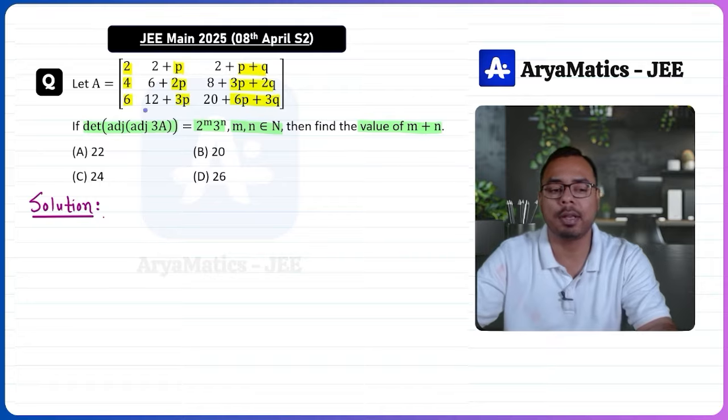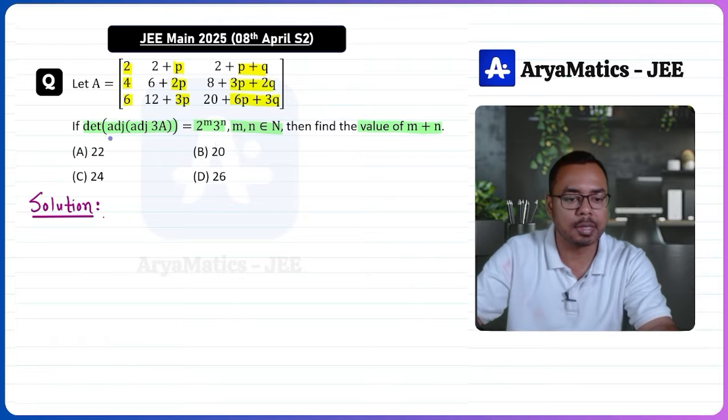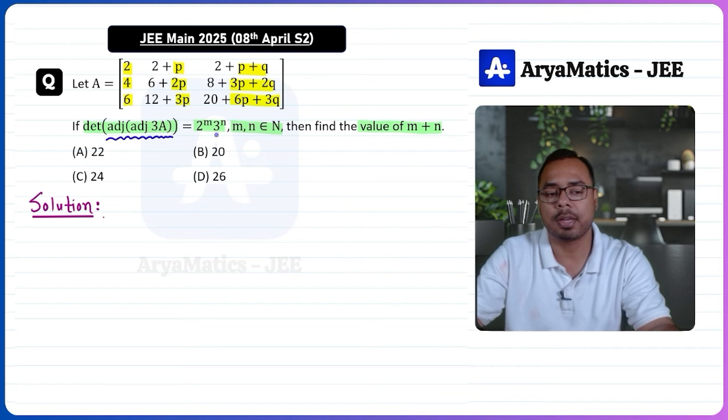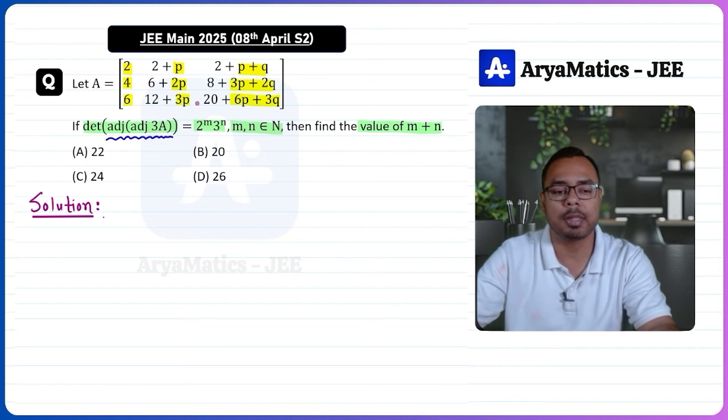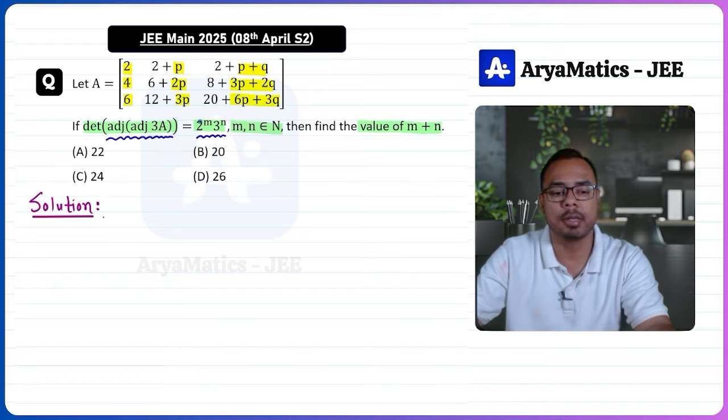Now, this is not a difficult problem. One can very easily calculate the determinant of matrix A, and then using properties of adjoint and inverse, you can find this determinant of adjoint of 3A, and from there you can calculate m and n. But in this problem, there is one shortcut method: the determinant of adjoint of 3A is given in terms of 2 raised to m, 3 raised to n. There is no p or q in this equation, right?